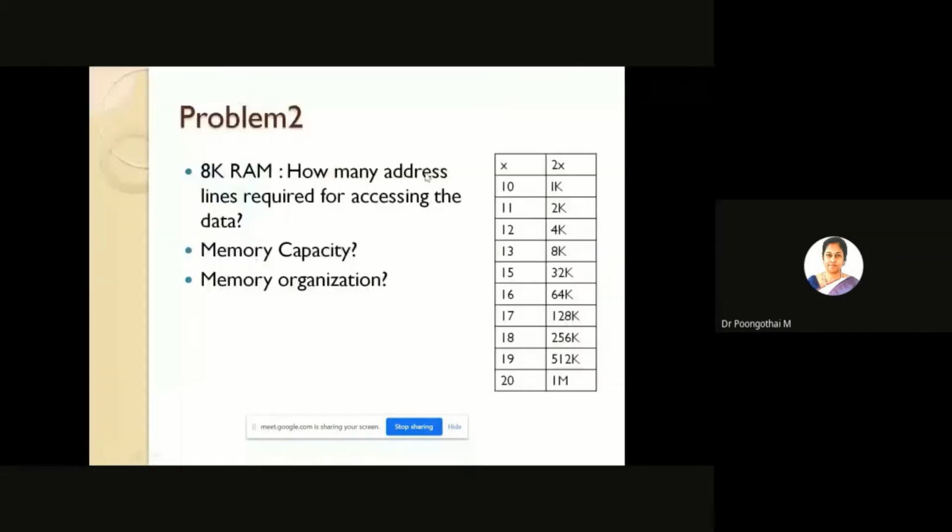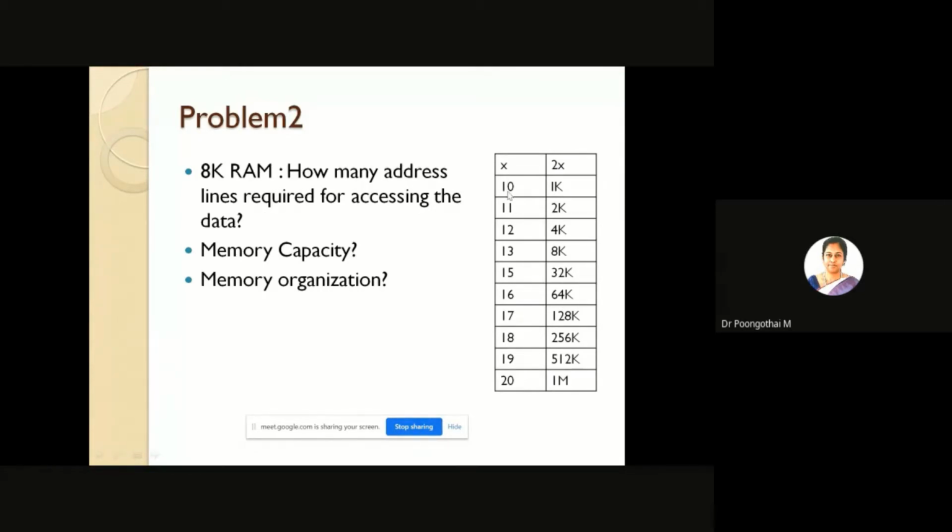Coming to this problem, the memory given here is 8K RAM. You have to identify how many address lines are required for accessing the data in 8 kilobytes RAM, and your data bus size is 8-bit. Please note it down.